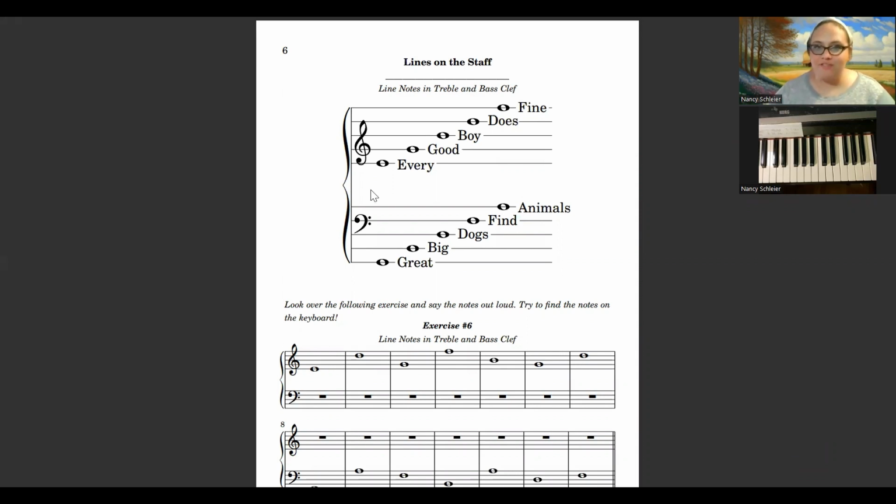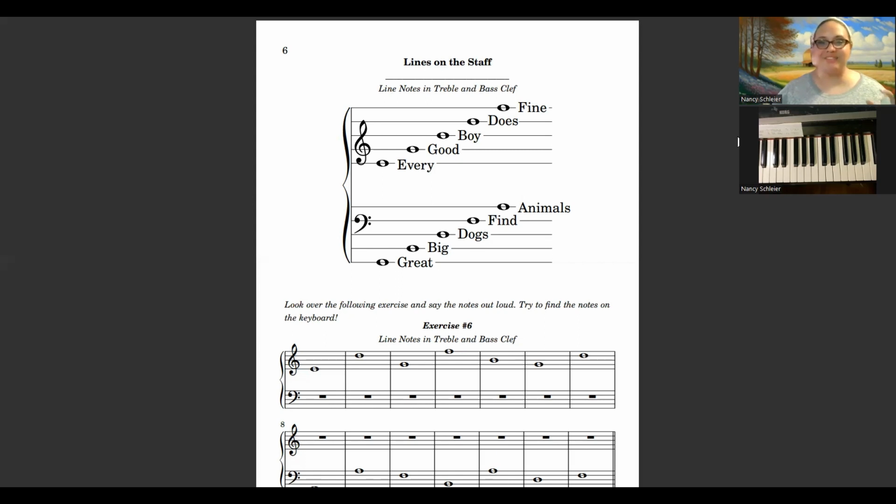So in the treble clef, the saying that I like to use is every good boy does fine. Now there are many different sayings from many different teachers. The main premise is the same. The lines in the treble clef are E, G, B, D, and F. So whether that is every good boy does fine, every good boy drives Ferraris, every good boy deserves fudge, I've heard all of those. They're all valid. They're all equal in that they give us the information we need.